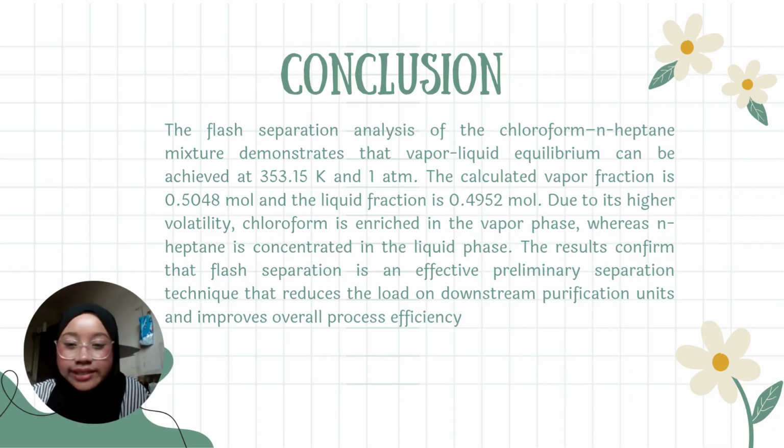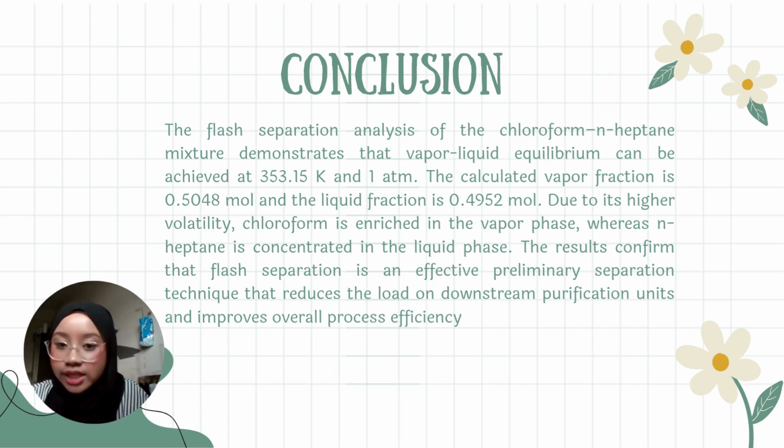To conclude, the flash separation analysis of the chloroform and n-Heptane mixture demonstrates that vapor-liquid equilibrium can be achieved at 353.15 Kelvin at 1 atm. So the calculated vapor fraction is 0.5048 mole and the liquid fraction is 0.4952 mole.